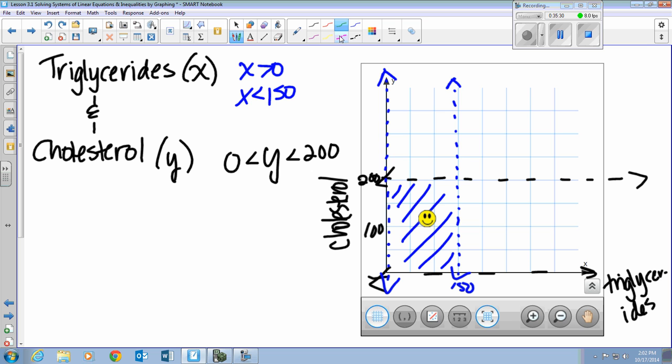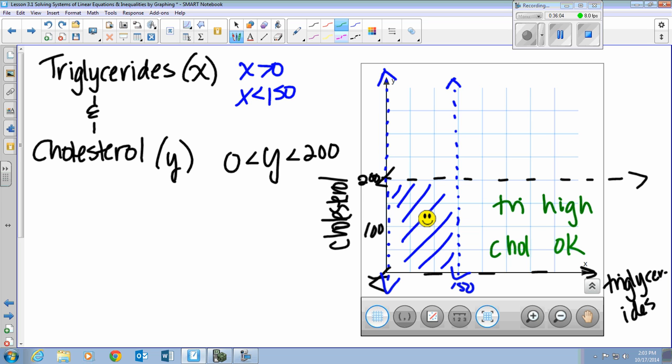Now, over here in this bottom right corner, what's happening? I've gone over on my triglycerides, but I'm okay on cholesterol, right? So tri is too high. Cholesterol is okay. So maybe we watch or monitor, maybe we give you medication for the triglycerides, but you're doing okay on cholesterol. Right? So we're outside of the right region for triglycerides. We're okay for cholesterol.